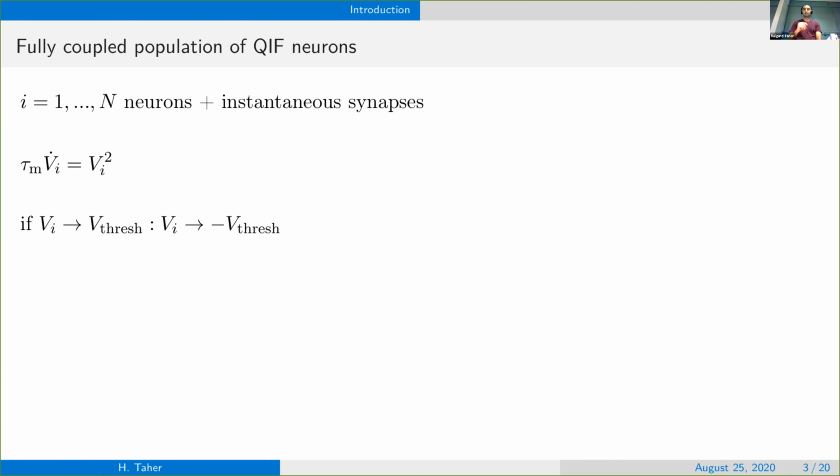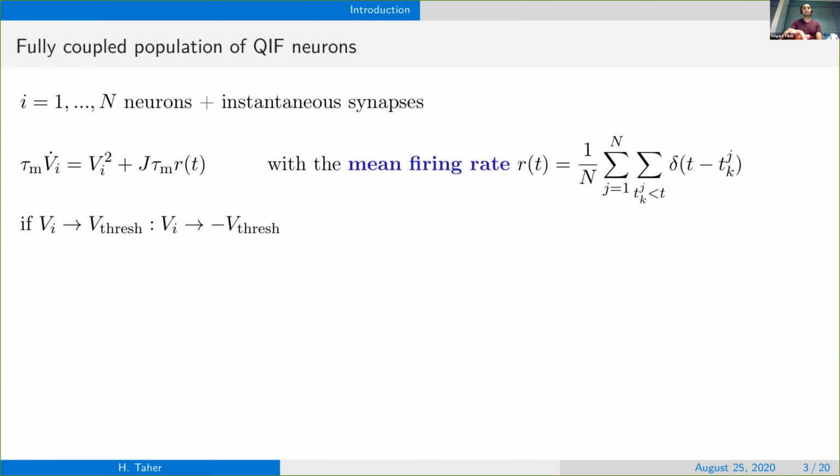We want these neurons to be connected, and we do this in an all-to-all manner. So we have a coupling weight J, and every neuron sees the firing of every other neuron. In this way, the synaptic connections are realized via this term, which is proportional to the mean firing rate R, which you can see defined here. We can add another term, which is simply some constant current to tune the system.